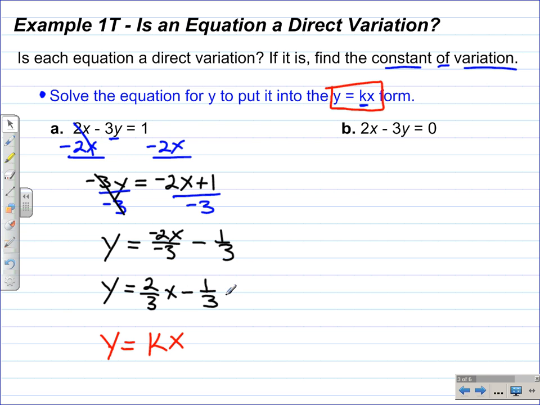But notice it has this extra subtraction term on it, this extra negative term, minus 1/3. This is what causes this equation not to be a direct variation. It's not y is equal to kx, it's y is equal to kx minus 1/3. So since we cannot put this equation into this form exactly, it is not a direct variation.